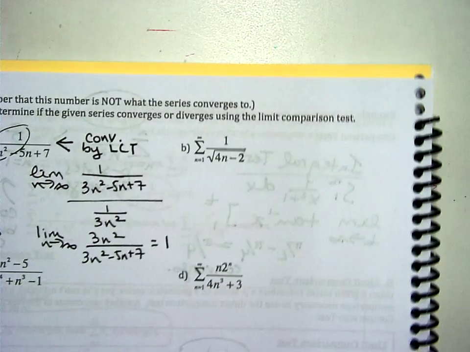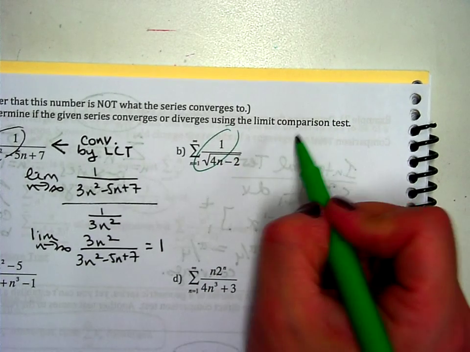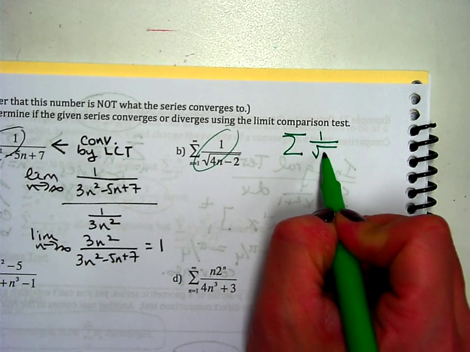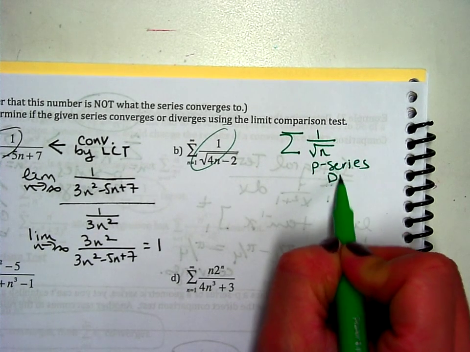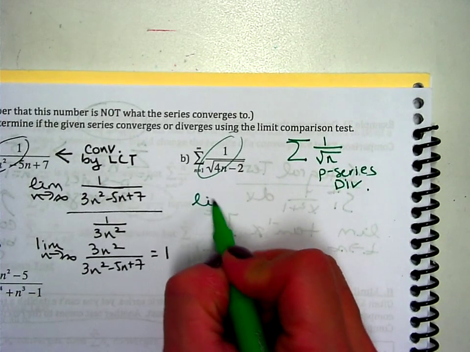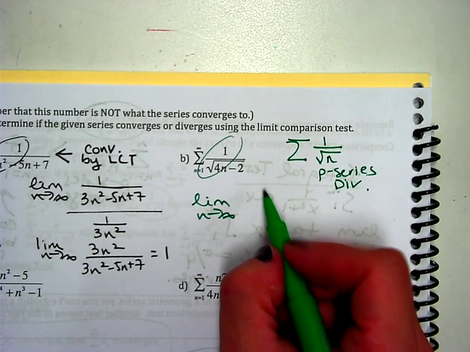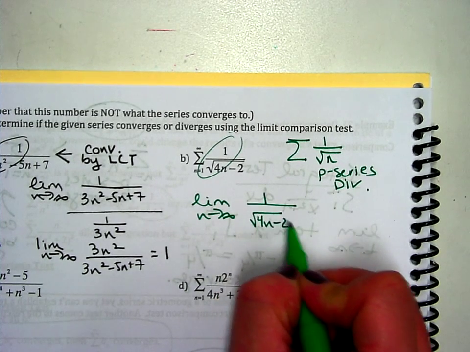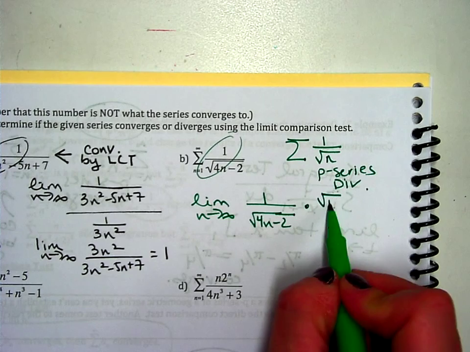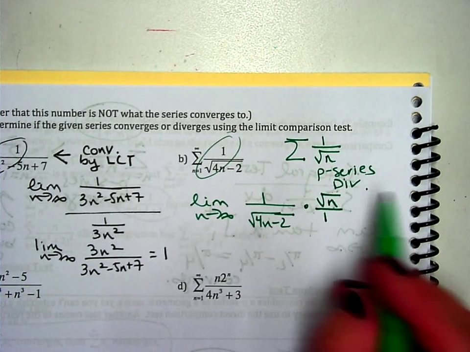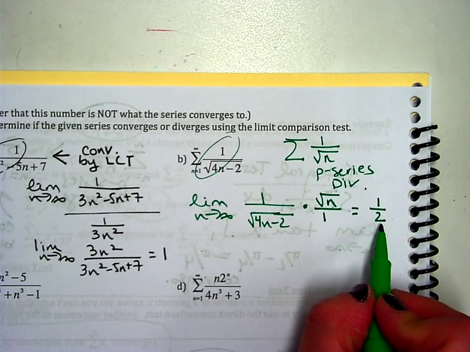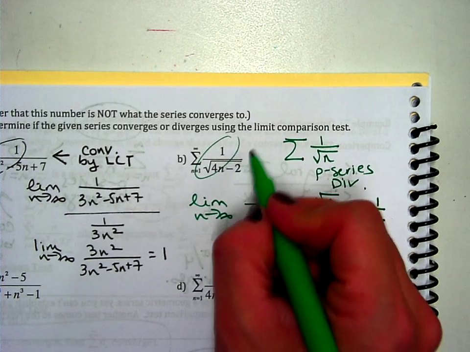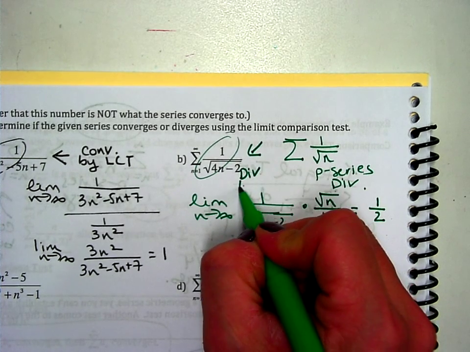Okay, let's try the same thing with B. Again, I'm going to compare it to, this time I'll just forget about the 4 and I'll just compare it to 1 over square root of n, which is a p-series that diverges. I'm going to take the limit of the original divided by what I'm comparing it to. I'm going to turn it into a multiplication problem right away. Degrees are the same. This limit is going to be 1/2. This is a positive real number. So since I was comparing to something that diverged, I can say this also diverges by LCT again.